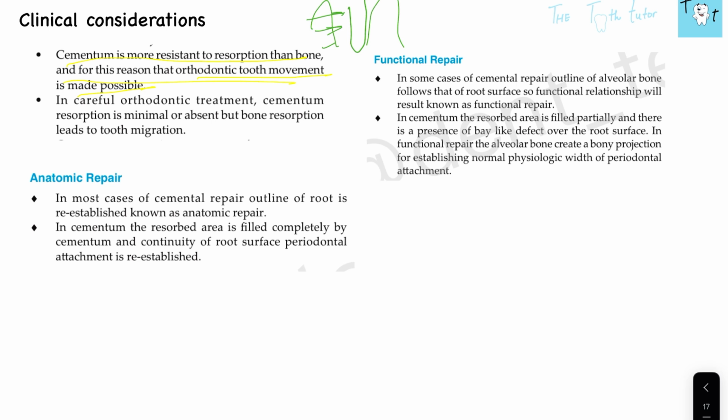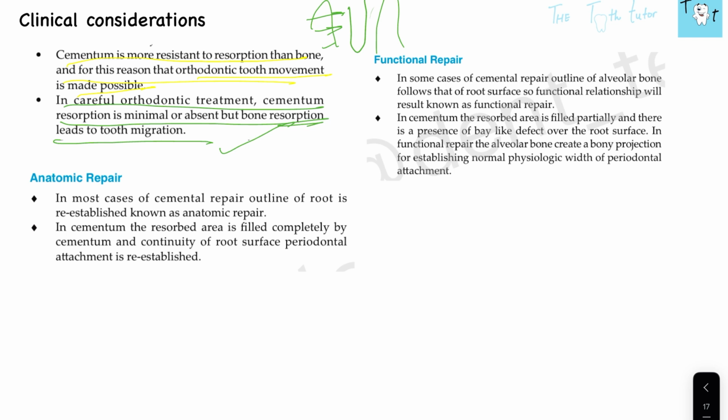Over here, what is happening is that the bone is getting resorbed. I'm applying pressure and the bone got resorbed before the cementum. So the tooth actually moved. The tooth moved over here because it had to maintain this much distance. In careful orthodontic treatment, cementum resorption is minimal or absent, but bone resorption leads to tooth migration. So same thing what I said.